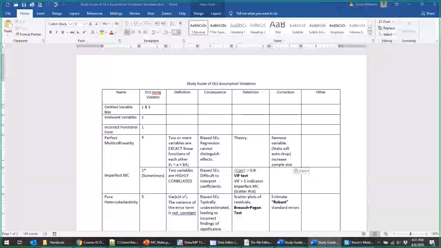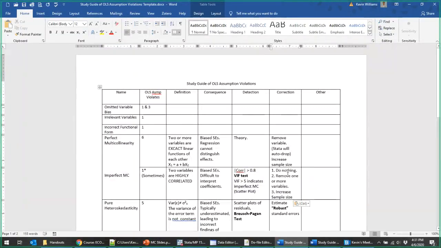And then for imperfect multicollinearity, our three options are: do nothing. This is the case if theory tells you that the variables in question are measuring pretty different inputs. They just happen to be correlated. Your second option is to remove one or more of the variables. Removing one of the variables with a VIF greater than 5 should then reduce the other variable's VIF that remains in the model. And your last option is to increase your sample size.